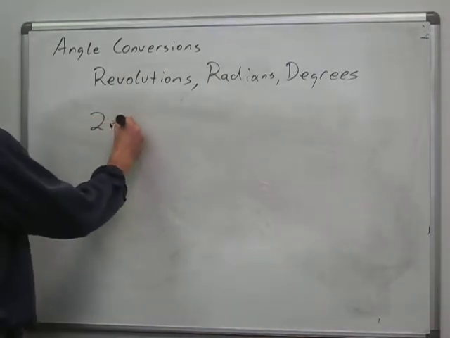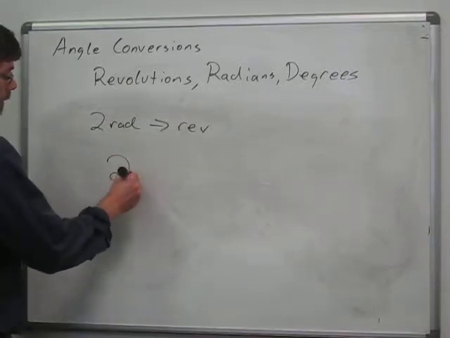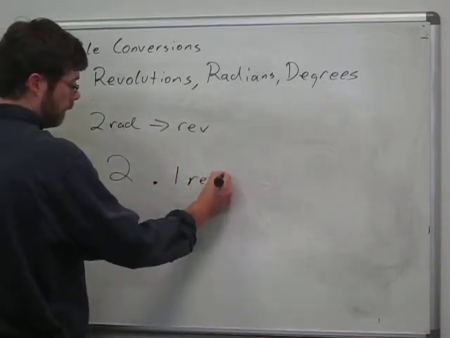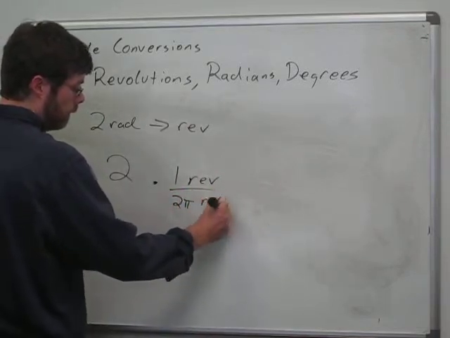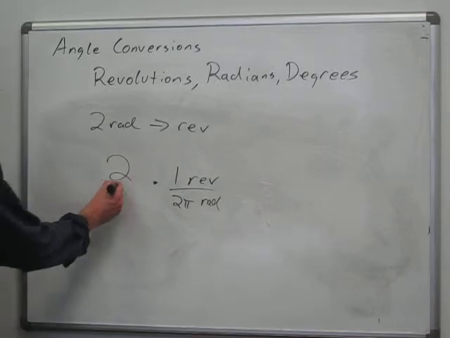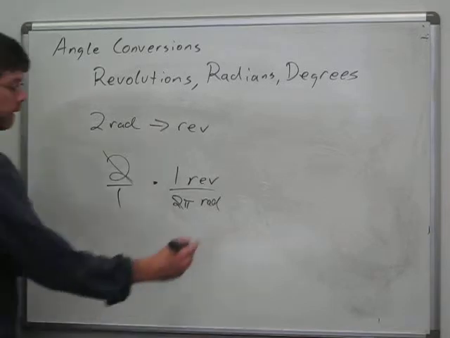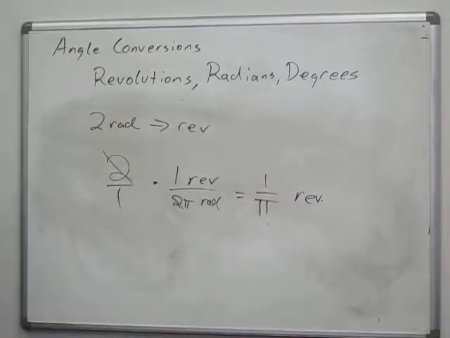What about 2 radians to revolutions? So let's look at a radian measure that does not involve pi. Same idea. I'm going to take my radian measure. I want to end up in revolutions, so that's on top. In one revolution there are 2 pi radians. So I'm going to multiply numerators and denominators. Here the 2's cancel, and we are left with 1/π, if there is such a word, of a revolution. All right, 1/π revolutions.